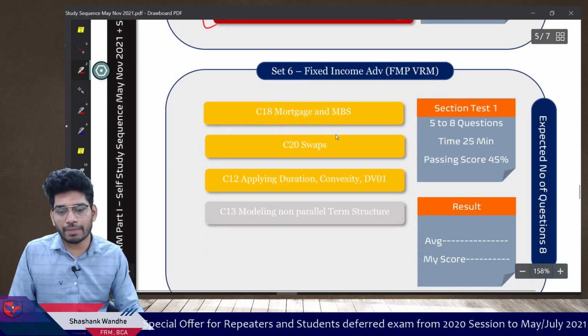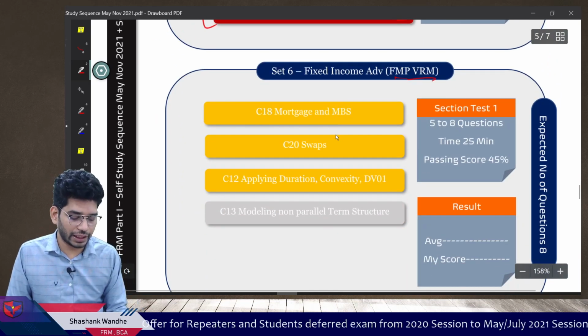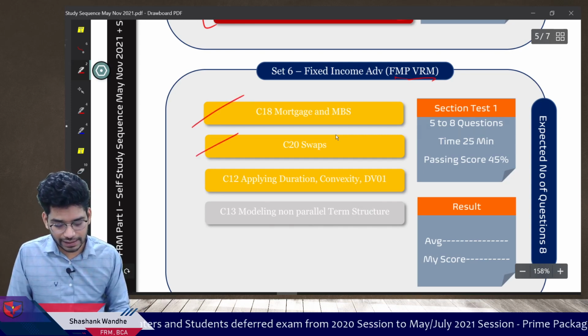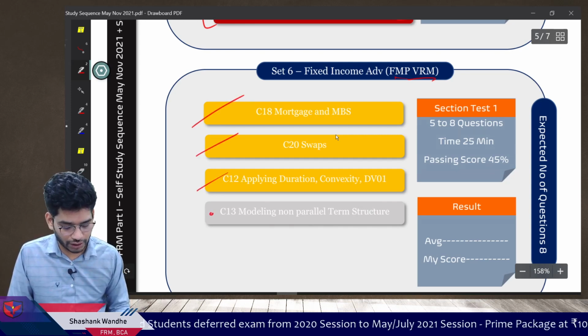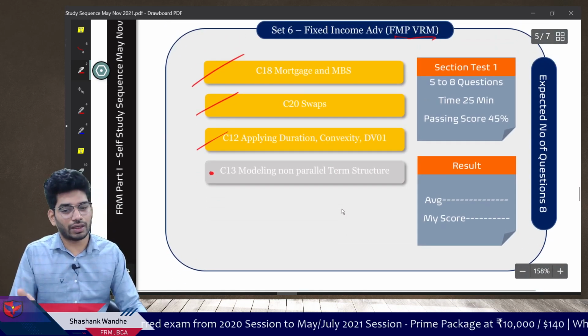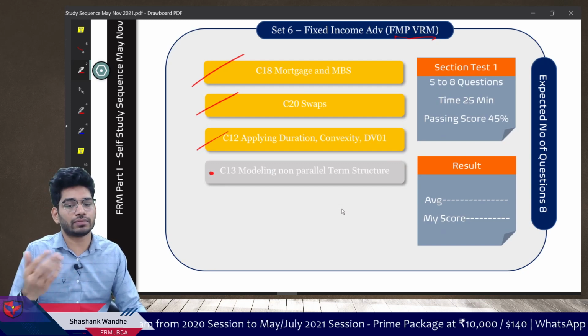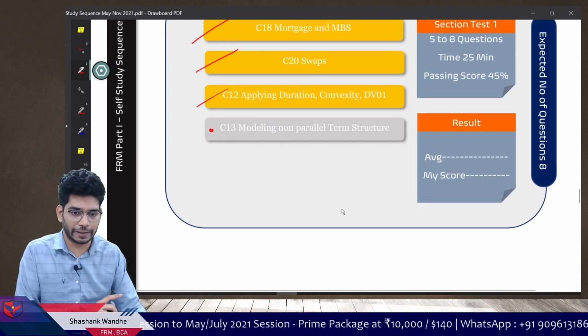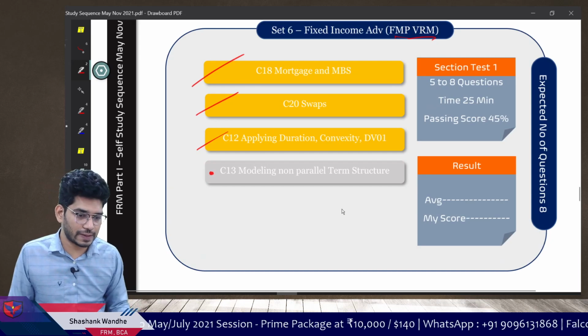Next is fixed income advanced. Again, it covers the FMP and the VRM. So here you have MBS, swaps, applying duration. Again, the great topic, which is modeling non-parallel term structure. Again, this topic you can either just read once or skip to the end and prepare it at the end. Expected number of questions: 8.